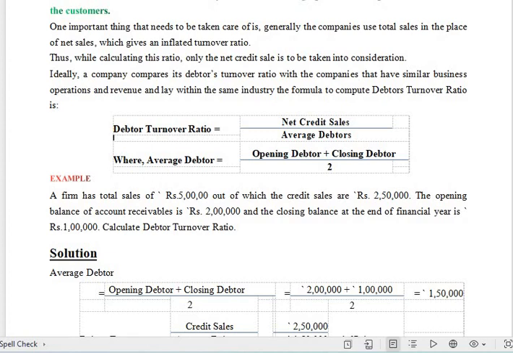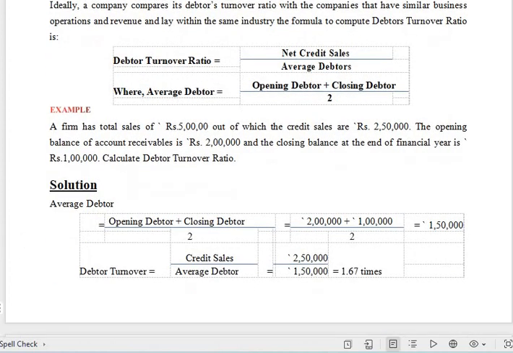Here in this question they have not given the credit sales directly. Even if it is not given, you can calculate it. Here they gave total sales of 5 lakh and credit sales of 2,50,000, so I am going to substitute the credit sales value as 2,50,000. Then I have to calculate the average account receivable. Here the opening and closing balance of bills receivable are given. They have not given details about the debtors.